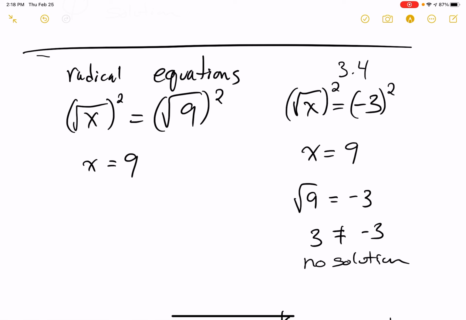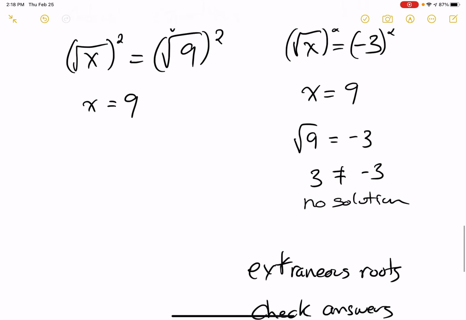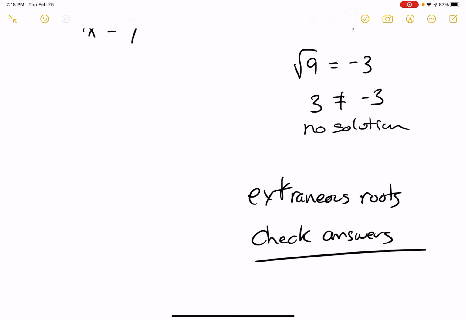And what happens is that when you square both sides in the process of solving an equation, you have the potential to create extraneous roots. It's okay to use that technique. You just have to check your answers at the end. So you just have to watch out for your extraneous roots and just check your answers.